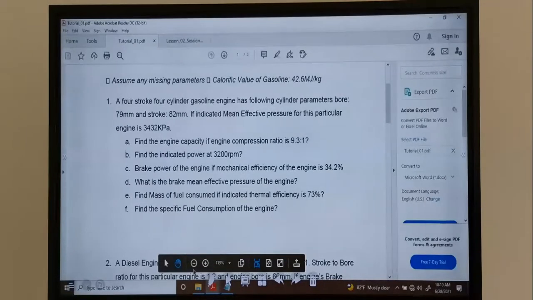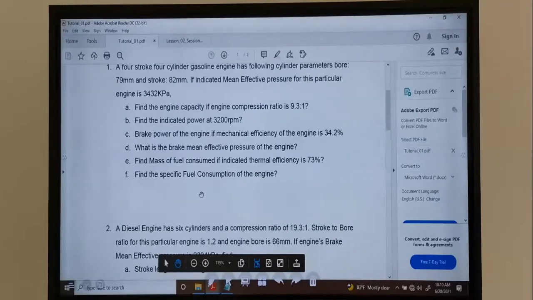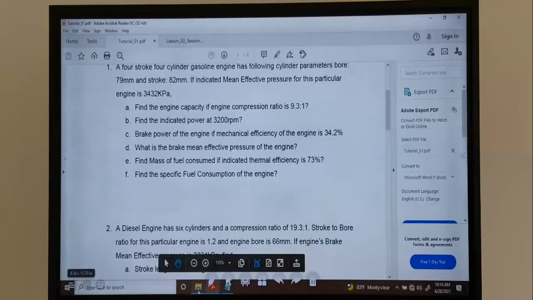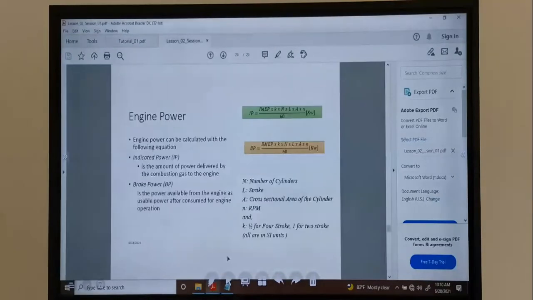Next question is, so brake mean effective pressure we have found. Find the mass of the fuel consumed if indicated thermal efficiency is 73. Okay. So what we have to find is the indicated thermal efficiency equation and the mass of fuel consumed.